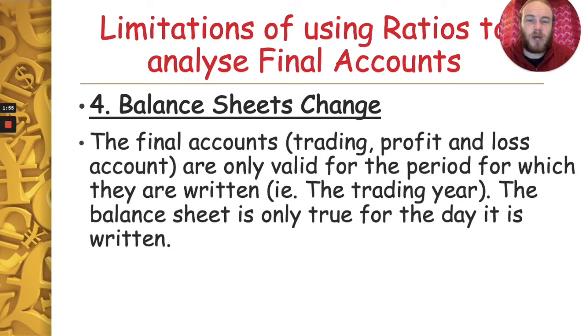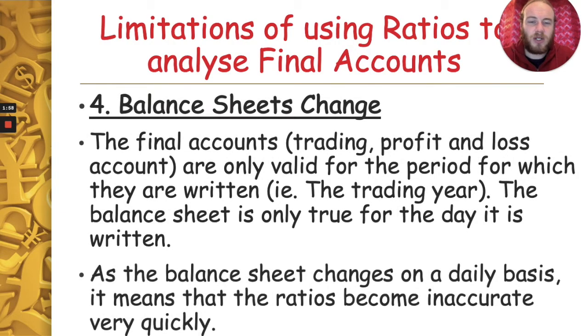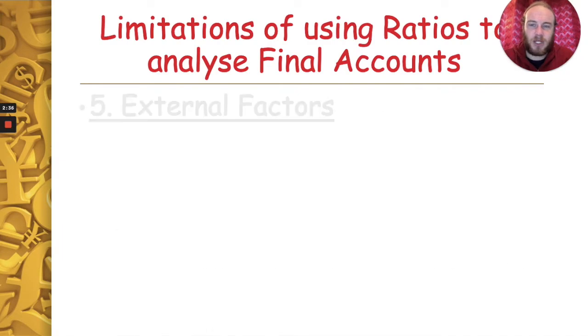Another issue is what we call balance sheet changes. What we're really looking at there is the fact that every day the balance sheet changes. If you think about your current assets and current liabilities, what you own temporarily and what you owe temporarily, for example your bank account balance changes all the time. How much you owe to different people changes all the time. So your ratios are really only relevant and valid for today, whilst your final accounts, your statement of financial position and trading profit and loss account, are valid for the period of time for which they're written, which usually is the trading year. The balance sheet is an ongoing, live document that's always changing. So your ratios can become quite inaccurate very quickly and only give a snapshot at that period of time, which can be misleading.